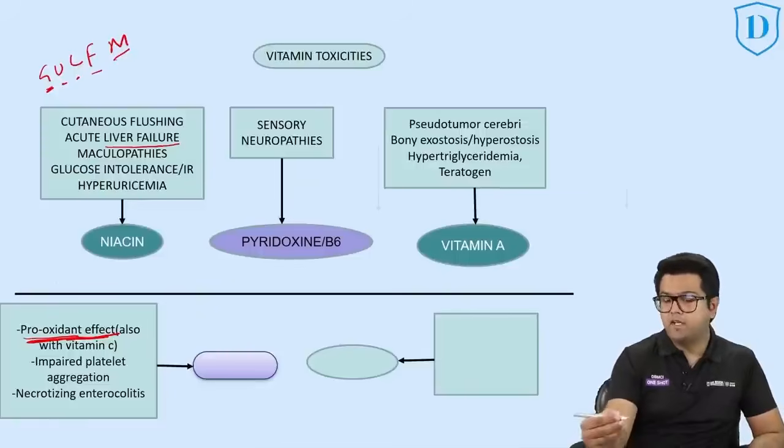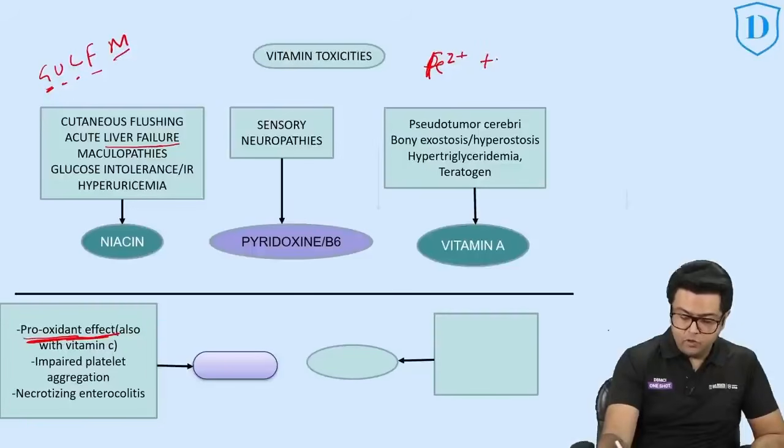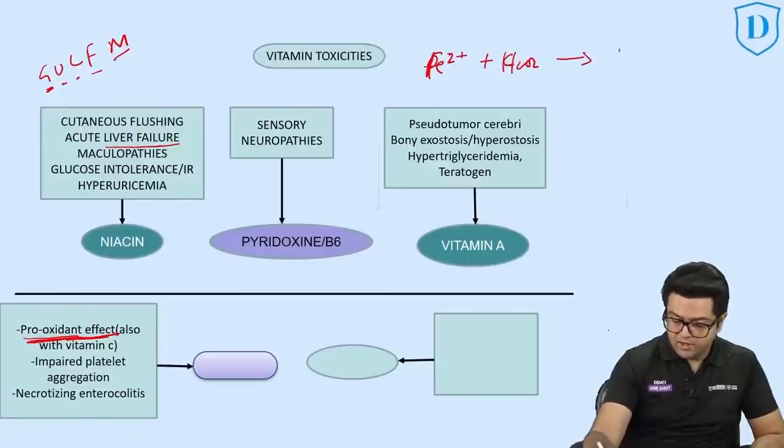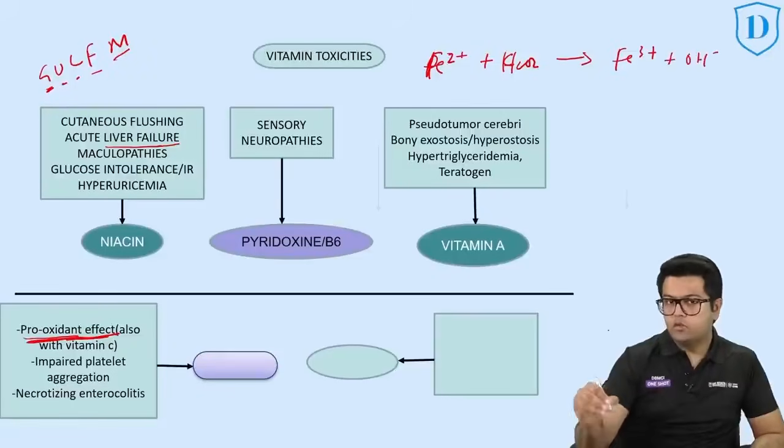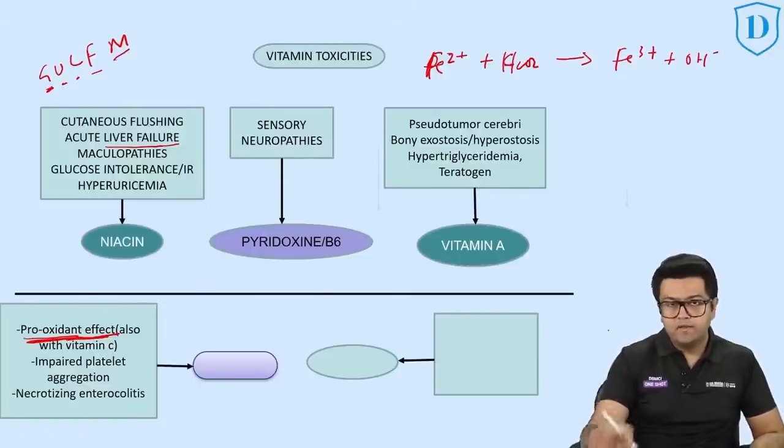Vitamin C acts as a reducing agent also. So guys, when vitamin C combines with excess amount of iron, that is Fe2+ with, let's say, H2O2, that is Fenton's reaction, and this gives me Fe3+ and the hydroxyl radicals, which are the most dangerous type. The most potent free radical is the hydroxyl radical. That is an old MCQ.